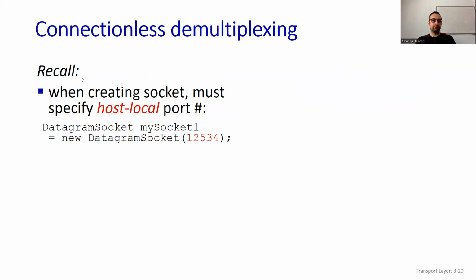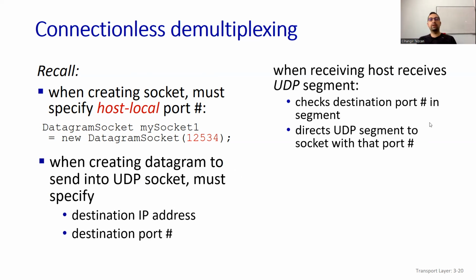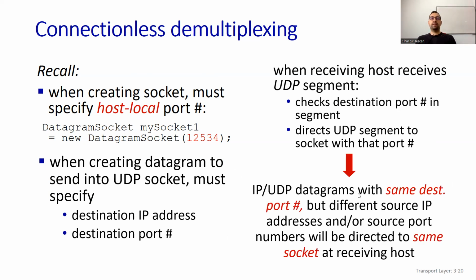So if you want to create a datagram in the connectionless demultiplexing, when you create a socket, you must specify host local port, like this. When creating datagram to send into UDP socket, you must specify destination IP and destination port number. When receiving host receives UDP segment, it checks destination port number in segment and directs UDP segment to socket with that port number. IP UDP datagrams with same destination port number, but different source IP addresses and/or source port numbers will be directed to the same socket at receiving host.